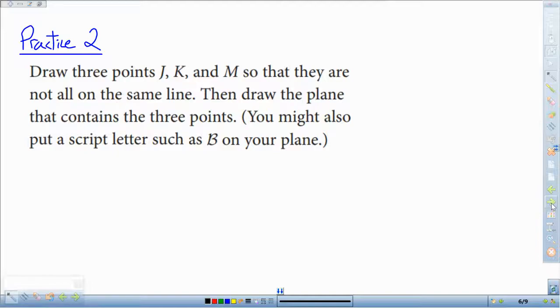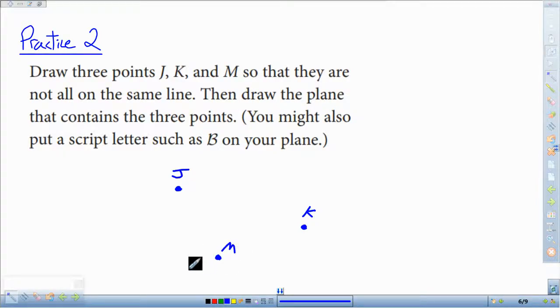All right, so now that you've done it on your own, let's go ahead and try it together. So this is saying draw 3 points J, K, M so that they are not all on the same line. Okay, not all on the same line. So what they're saying is, when we write out these 3 points, we want them to just be kind of scattered about. All right, so let's go ahead and put J here. I'm going to put K over here, and let's put M down here.